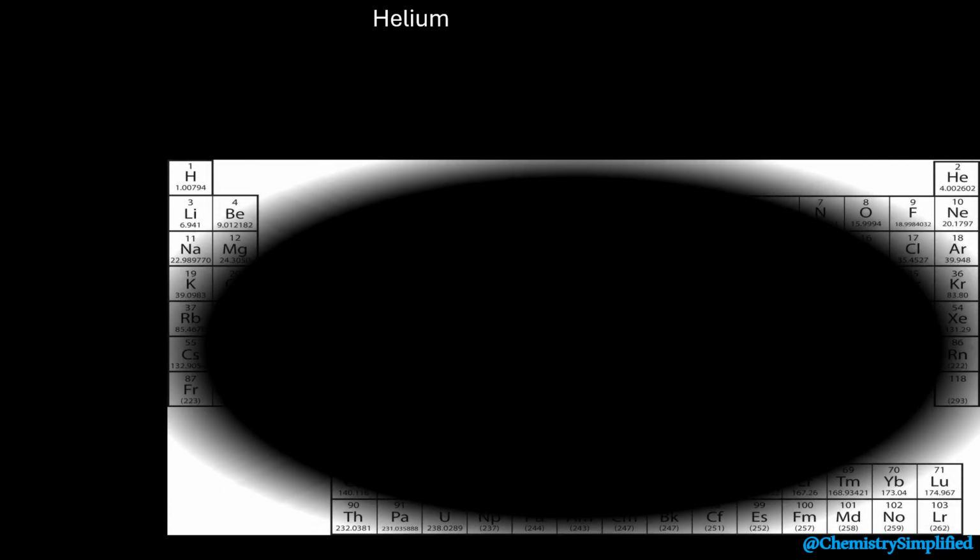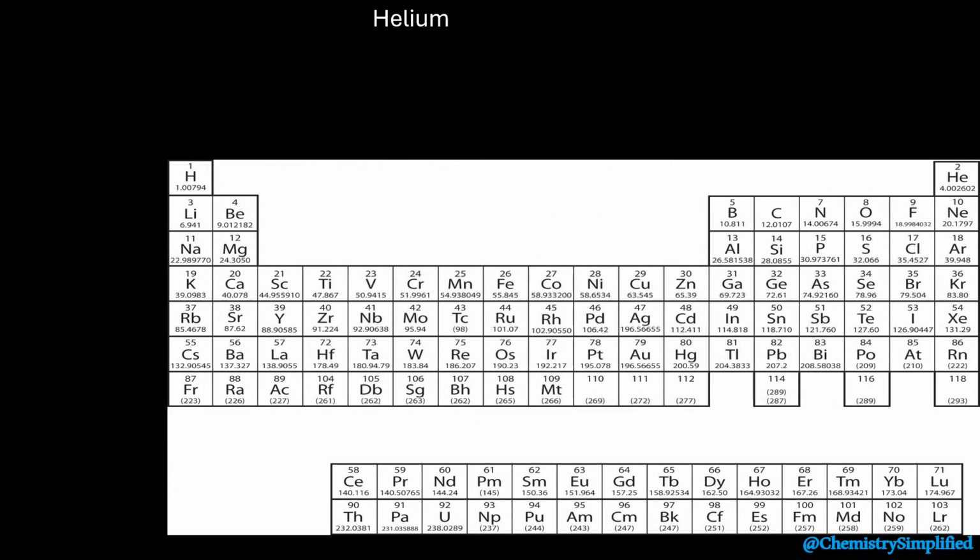Now let's talk about helium. Again, we have the periodic table, and in the upper right corner, we see helium. Helium is in group 8A and period 1. Now, even though helium is in group 8A, it does not behave like the other elements in this group because helium only has 2 electrons.